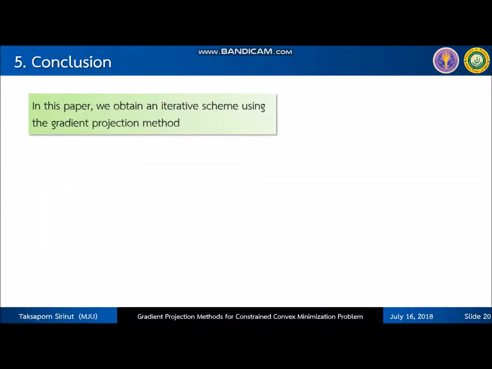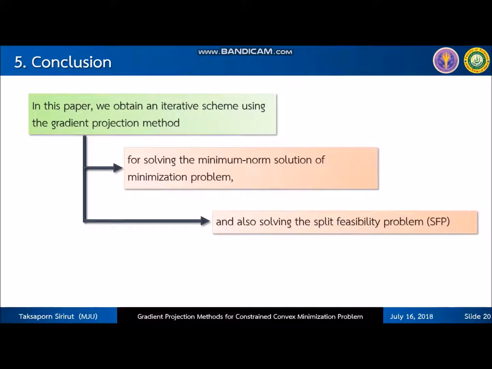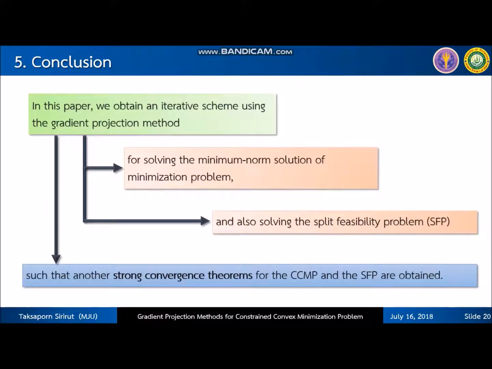And the last is the conclusion. In this paper, we obtained an iterative scheme using the gradient projection method for solving the minimum norm solution of the minimization problem and also solving the split feasibility problem, such that strong convergence theorems of the CCMP and the SFP are obtained.